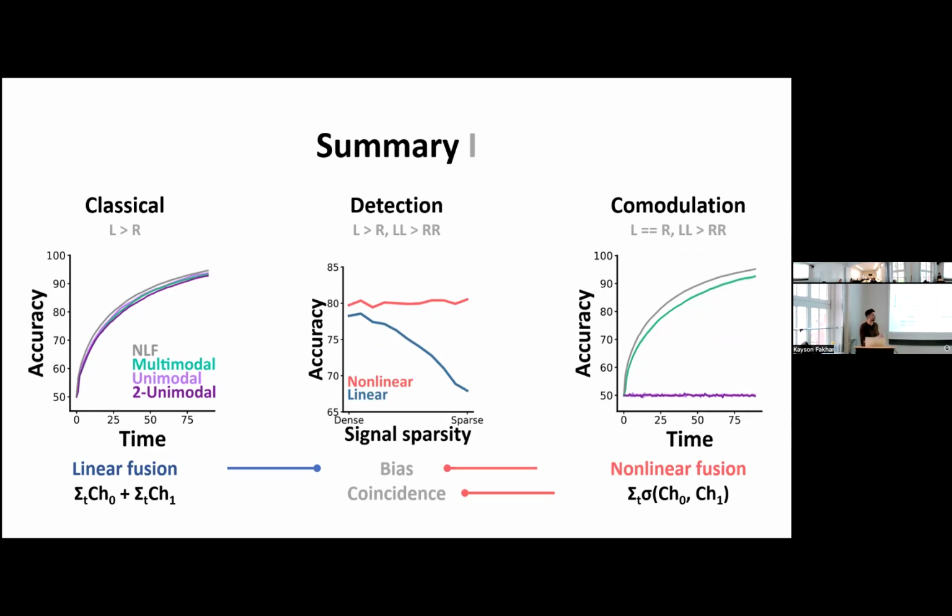Okay, so just to summarize what I've shown you so far, we've considered three types of tasks in which there's various amounts of bias and coincidence. I've shown you that linear fusion, which is the predominant view in the literature, is optimal for this classical task, but starts to perform suboptimally on this detection task, and then actually fails completely in this co-modulation task. Whereas I've shown you that nonlinear fusion is actually optimal for all of these settings, and as I alluded to, also the more general case of n channels and n or continuous directions.